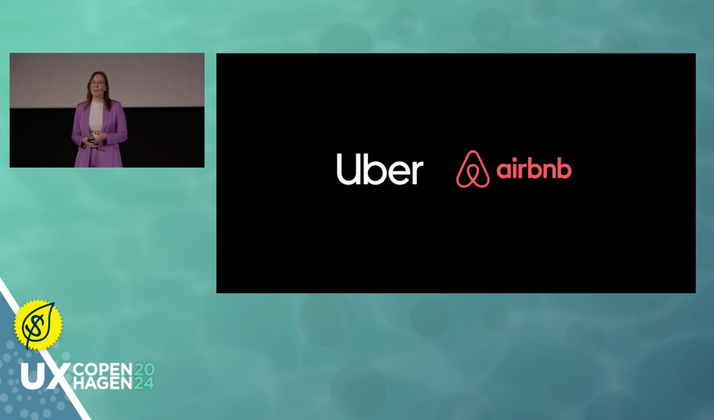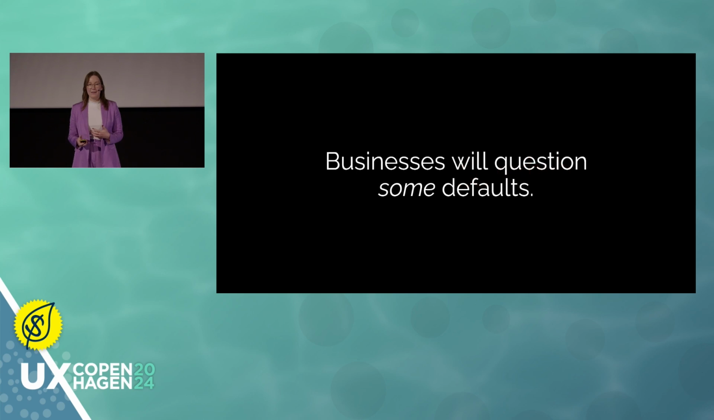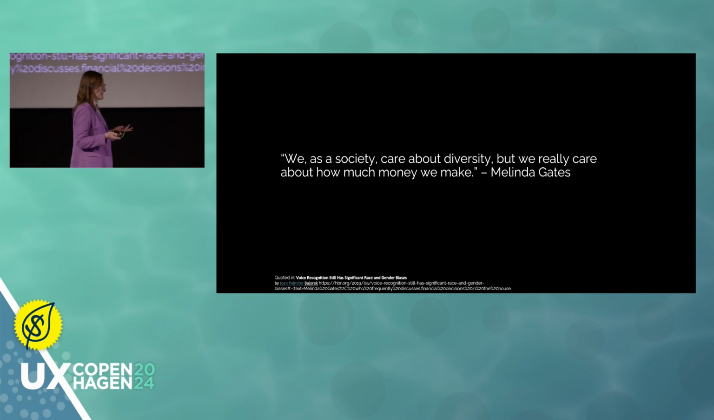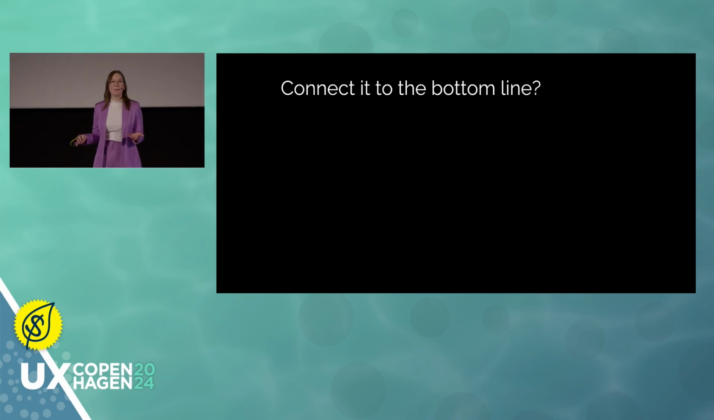Uber and Airbnb questioned maybe the most fundamental default when it comes to business, the idea that you have to be profitable. Instead, they went for growth over profit. So businesses will question some defaults, but maybe not all. As Melinda Gates put it, we as a society care about diversity, but we really care about how much money we make. So is the solution here then connected to the bottom line?